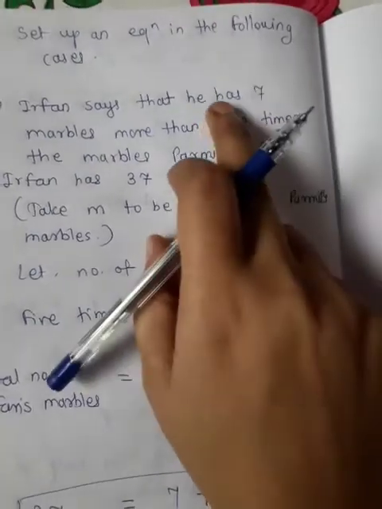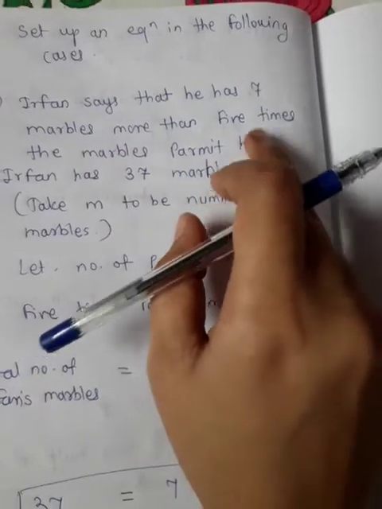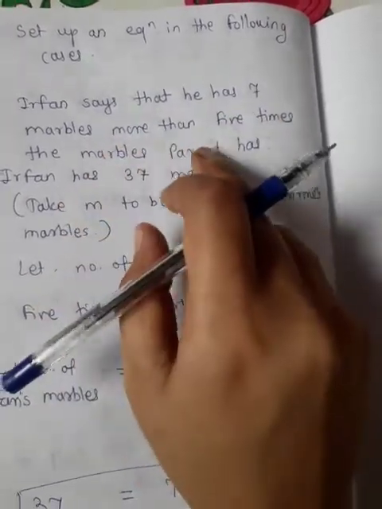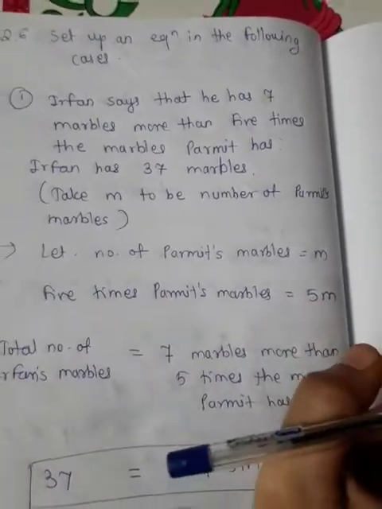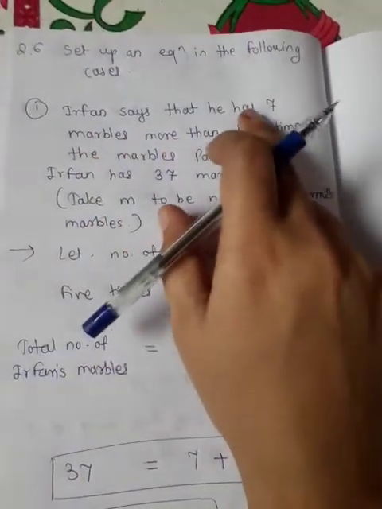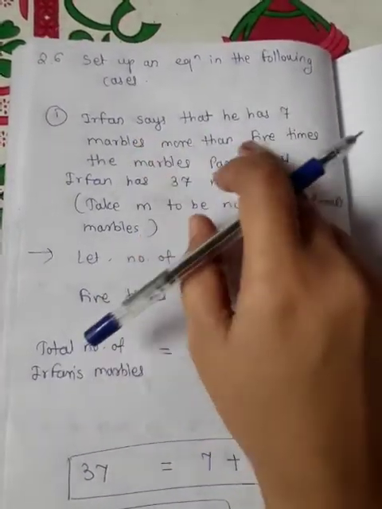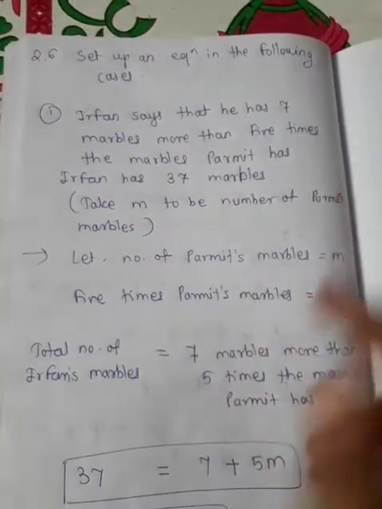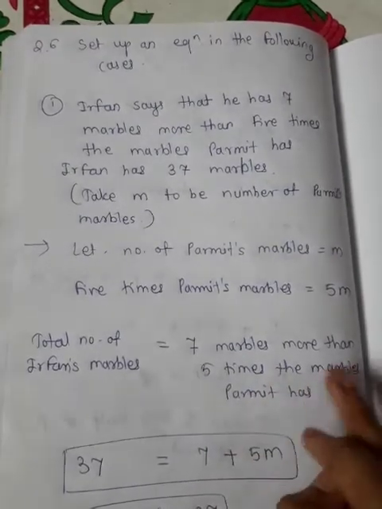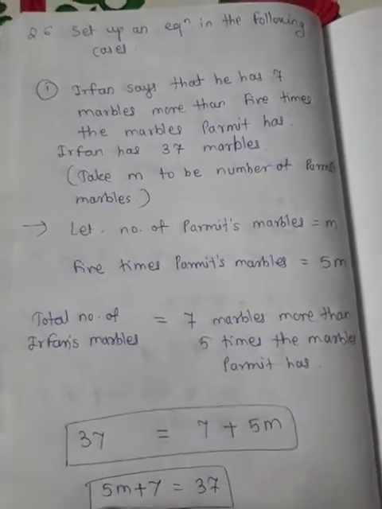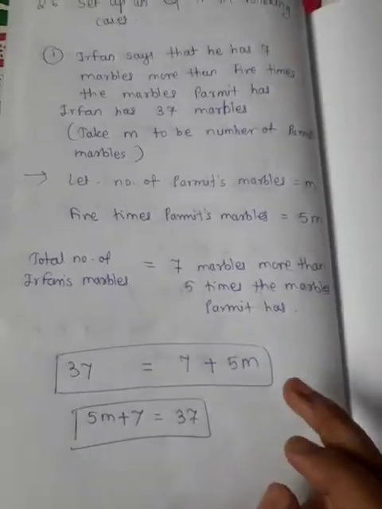Okay, now here 7 marbles more than 5 times the marbles Permit has, means first we have to find 5 times the Permit's marbles. So 5 times Permit's marbles means what? 5 times m. Okay, now Irfan says that he has, means the total number of Irfan's marbles is 7 more than 5 times the marbles Permit has. 7 more than means what? 7 plus 5 times the marbles Permit has, means 5m. So here what is the equation? 5m plus 7 is equal to 37.